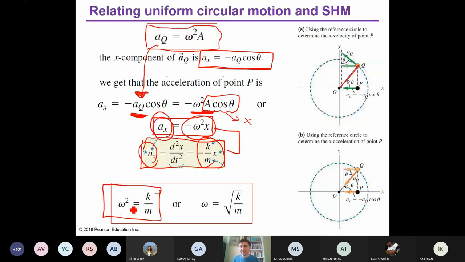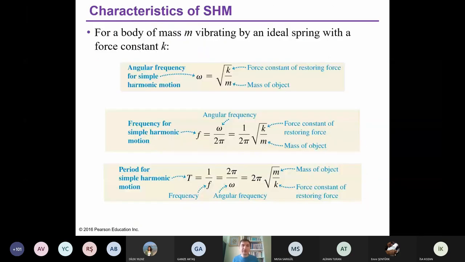Angular frequency omega is given by the square root of k over m. This is the force constant. This is the mass of the object. Do you have any questions here? Okay, now let's discuss the characteristics of simple harmonic motion.